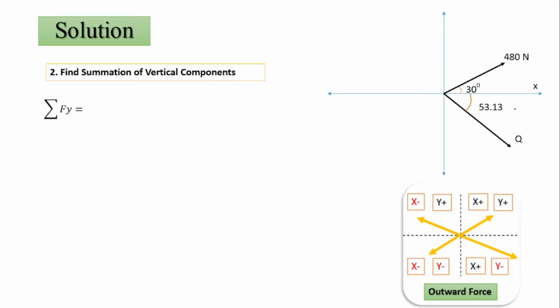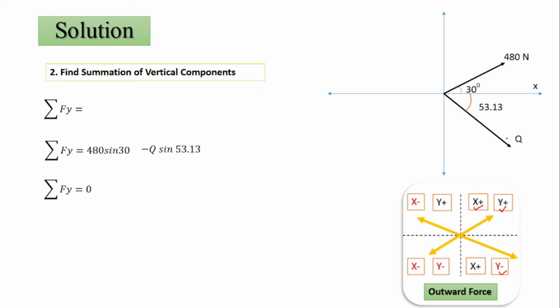So first force is 480 Newton. For 480 Newton, the angle is 30 degrees and it is located in the first quadrant. Y component is calculated here: 480 sine 30. Then the next one is Q. Q is located in the fourth quadrant, so its Y value is negative. So minus Q into sine 53.13.